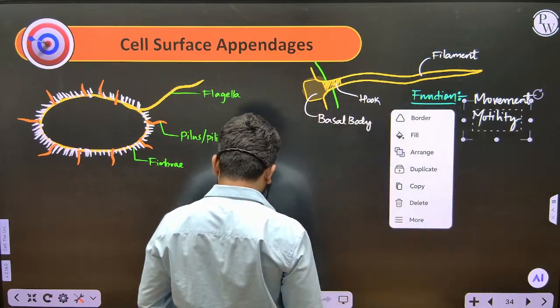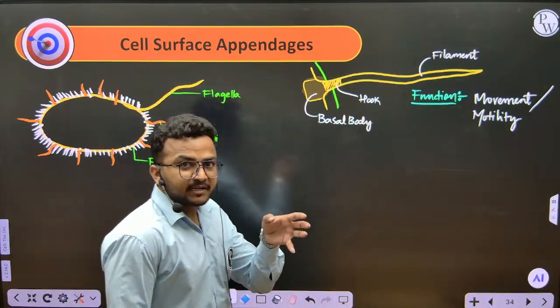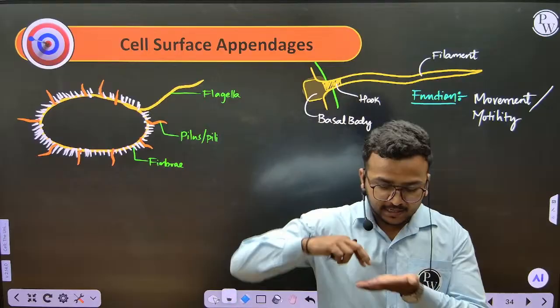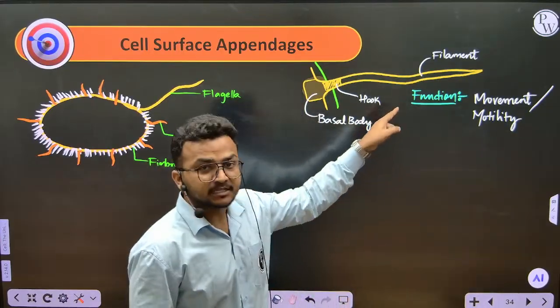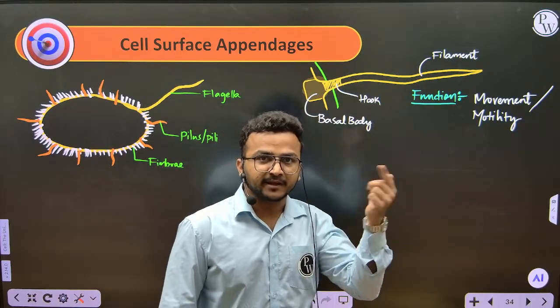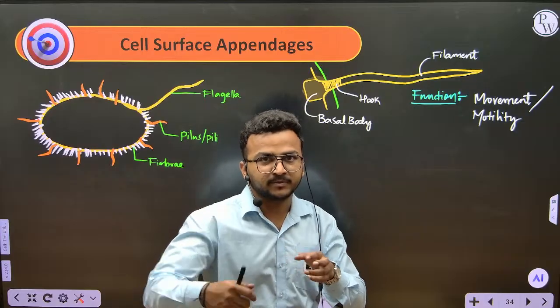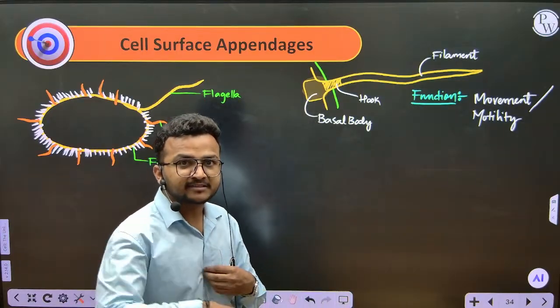Motility or the movement, both are same here. And the bacteria cannot walk like us. So they will be using this flagella, they will be showing movement. So they will swim, they will spin, they will swim in the blood. So they will swim in the water stream.